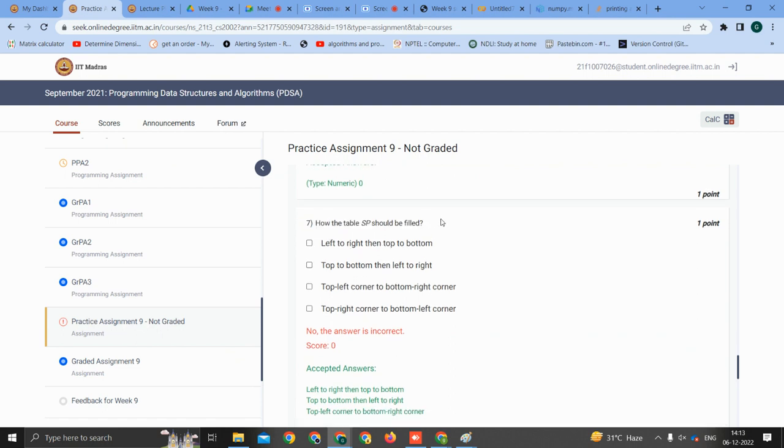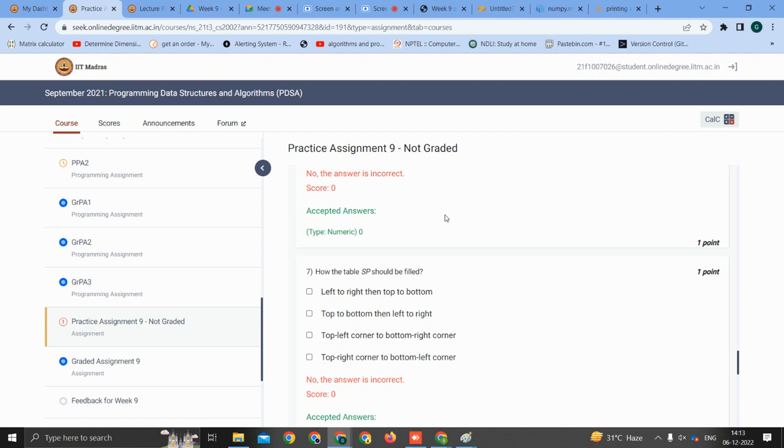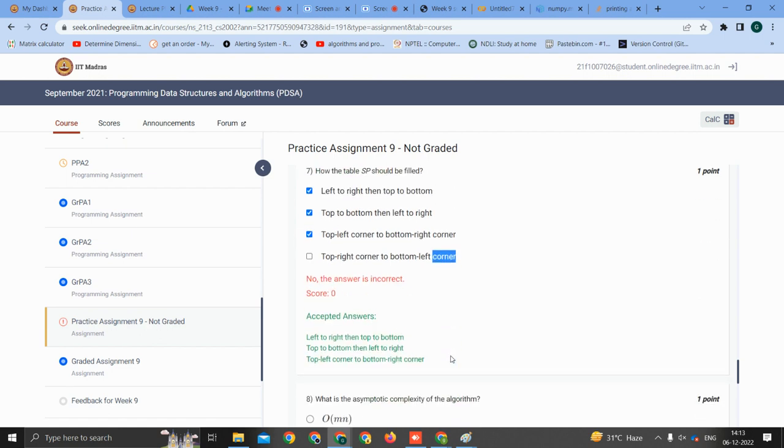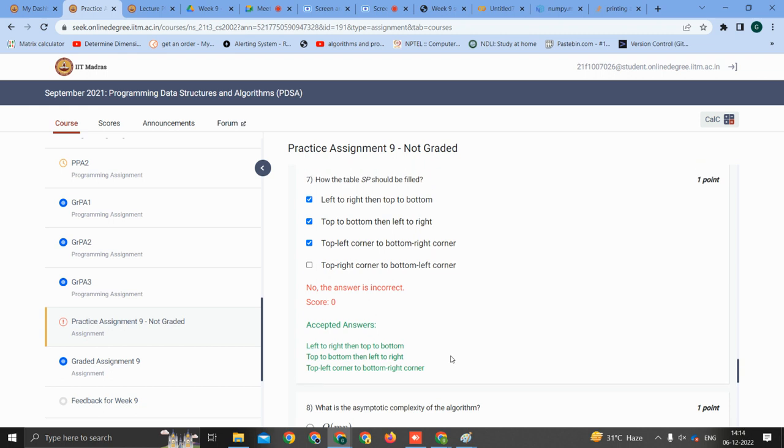So how should the table be filled? Come on, guys. Left to right, then top to bottom. Is it possible? Yeah, the first one is true. Top to bottom, then left to right. The second is also possible. Third is also correct. Top left corner to bottom right corner. Top right to bottom left is not possible. This is the wrong way. Okay. Got this, guys?